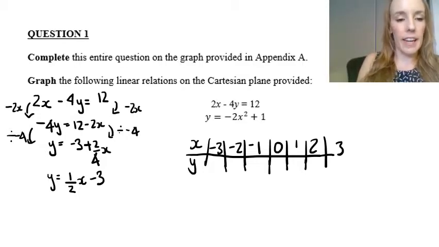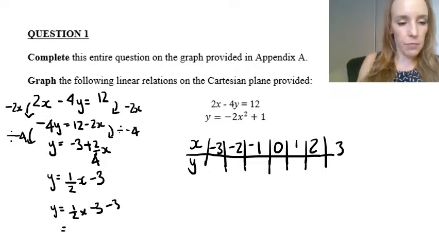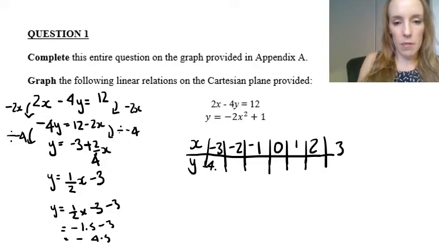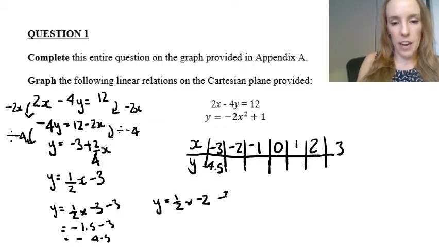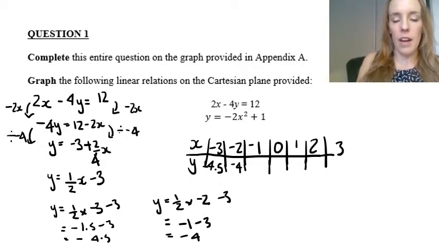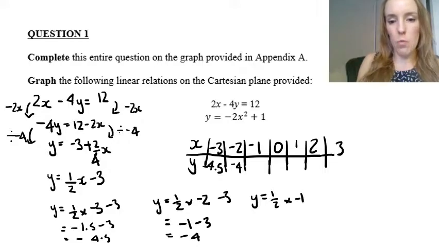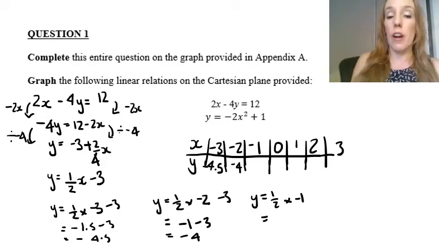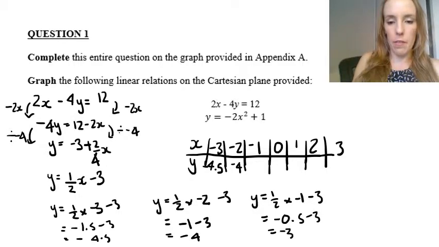So our first x value is negative 3. So y equals 1/2 times negative 3 take 3. So that's going to be negative 1.5 take 3, negative 4.5. So I'm going to write that in my table there, negative 4.5. My next one, y equals 1/2 times negative 2 take 3 equals negative 1 take 3 equals negative 4. Y equals 1/2 times negative 1. So I'm just substituting in those x values, trying to fill in the y values. Take 3, so that's 0.5 take 3 equals negative 3.5.